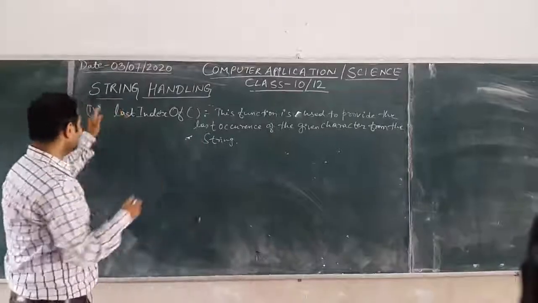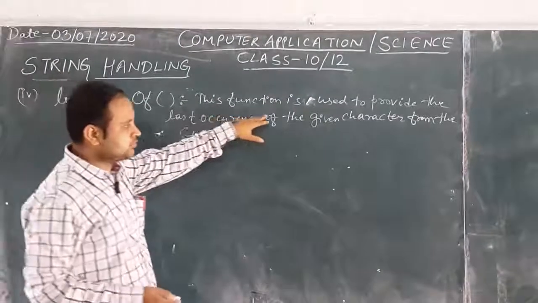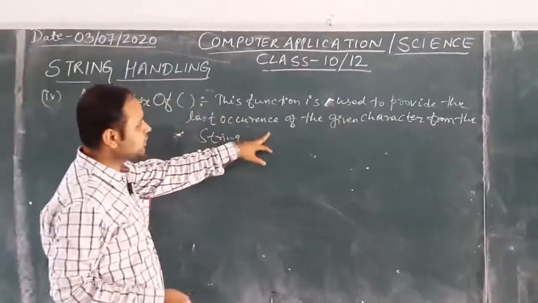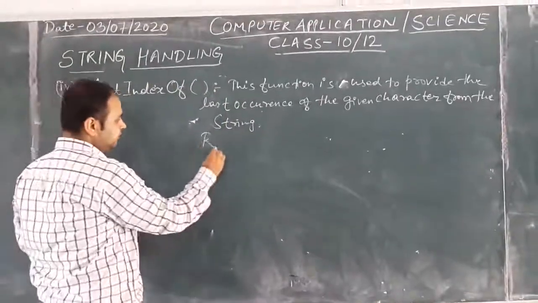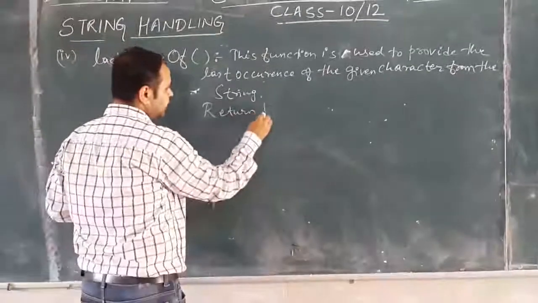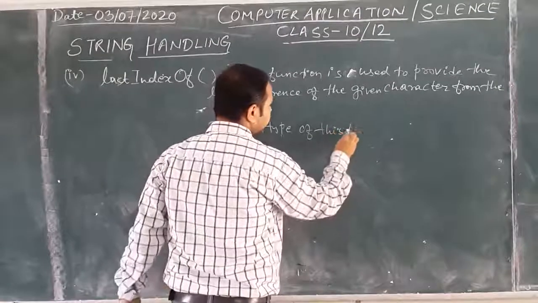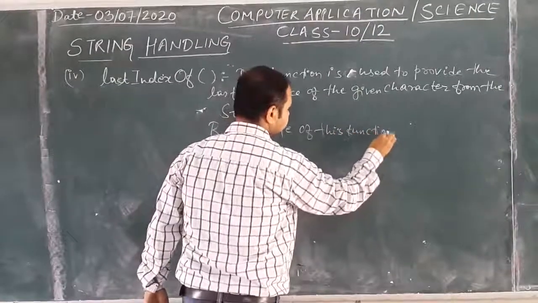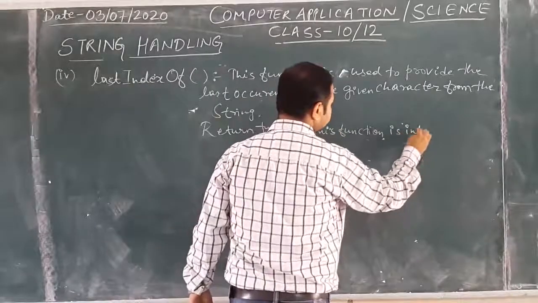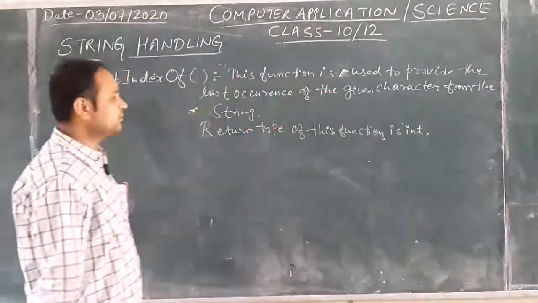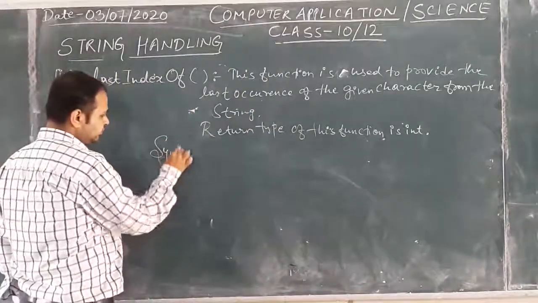Okay. So the next function which we will discuss is lastIndexOf. This function is used to provide the last occurrence of the given character from the string. The return type of this function is int. For example, I show you the syntax of it first.